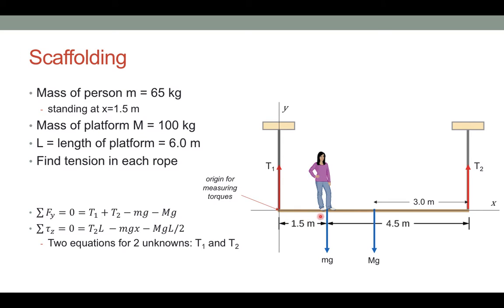Here her weight has a lever arm of 1.5 meters, her distance from the axis of rotation, and the weight of the platform has a lever arm half the length of the platform, hence the L over 2. This basically gives us two equations for two unknowns. The two unknowns are the two tensions. Notice, because we picked this end of the platform to be our axis of rotation, the only unknown in the second equation is the tension on the opposite side. So the torque equation can be solved for T2. We can then plug that number into the first equation to get T1.